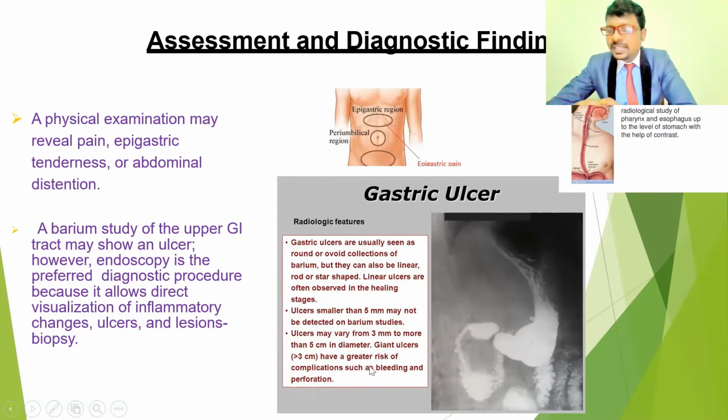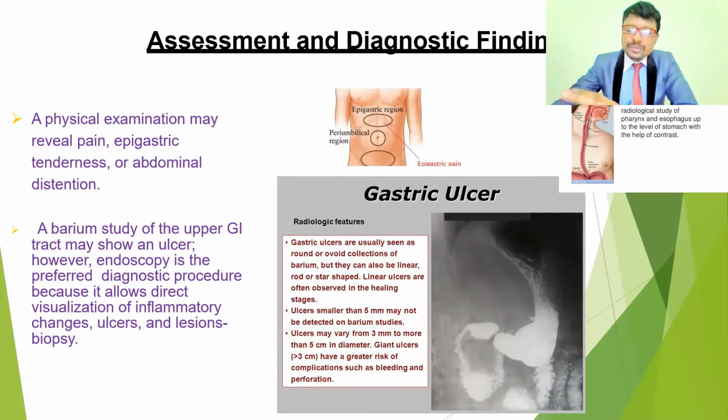If it is more than 3 centimeters, it is going to cause ulceration and bleeding inside, and also damage to the walls, giving more perforations and more damage in the intestines, especially in the small intestine and duodenum, as well as gastric ulcers. So this barium study is going to give clear information.